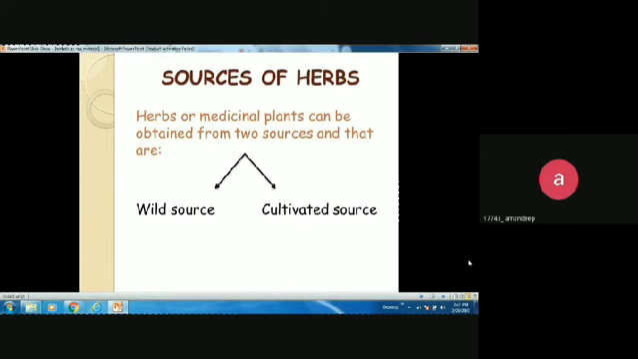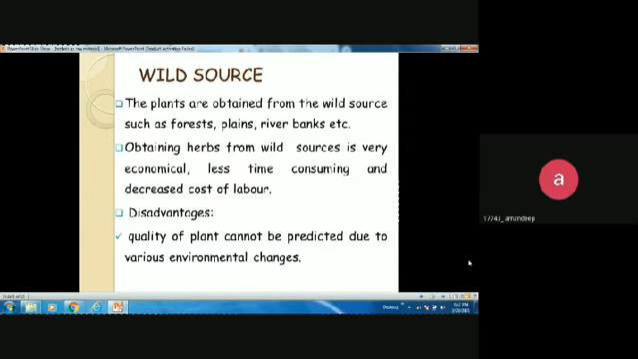Sources of herbs. Herbs or medicinal plants can be obtained from two sources, and that are first, wild sources, second, cultivated sources. Wild sources. The plants are obtained from the wild sources such as forests, plains, river banks, etc. Obtaining herbs from wild sources is very economical, less time consuming, and decreased cost of labor.